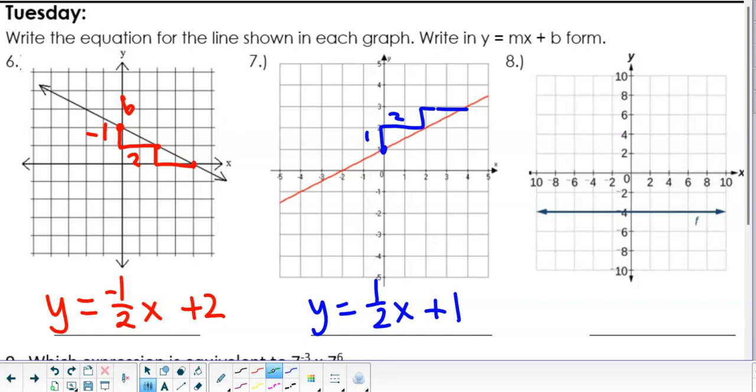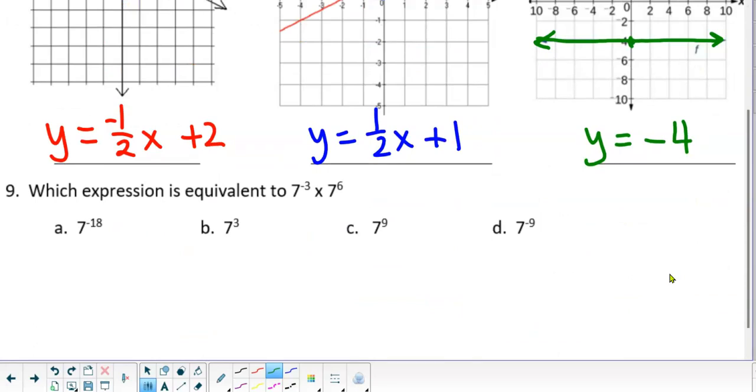Number 8 is a special equation because it's a horizontal line. When you have a horizontal line and you only cross the y-axis, that means you only get a y in your sentence. Since we cross on the number line at negative 4, our sentence will be exactly y equals negative 4.